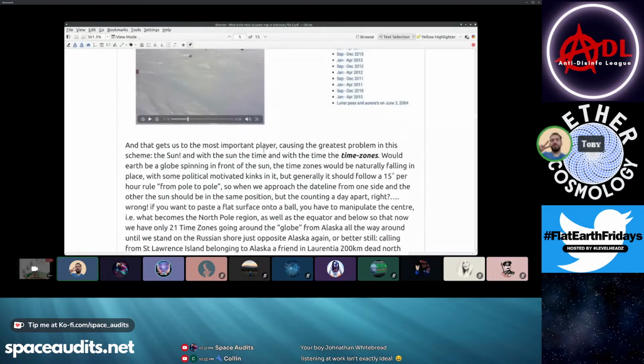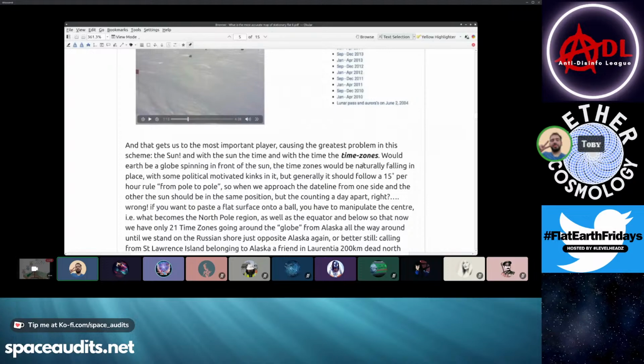And that gets us to the most important player, causing the greatest problem in the scheme, the sun. And with the sun, the time zones. Would Earth be a globe spinning in front of the sun, the time zones would be naturally falling in place with some politically motivated kinks in it, but generally it should follow a 15 degrees per hour rule from pole to pole. So when we approach the date line from one side and the other, the sun should be in the same position. But the counting a day apart, right? Wrong.